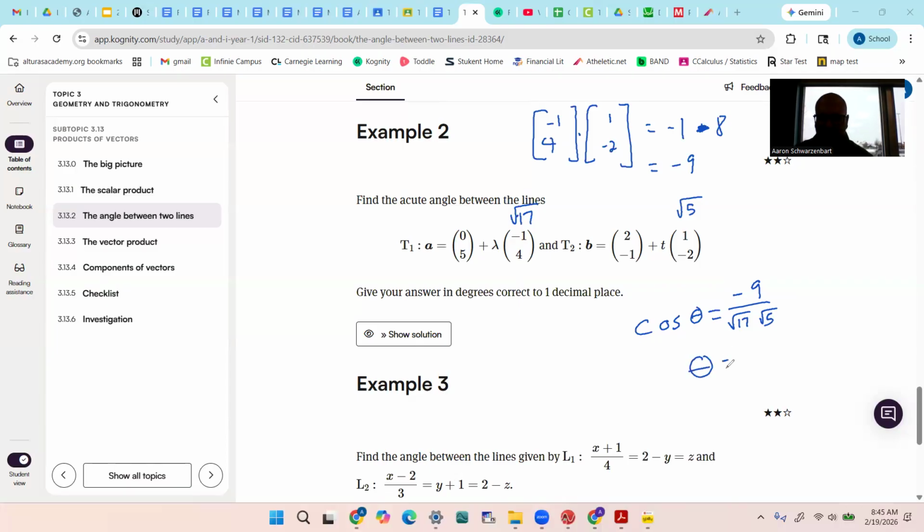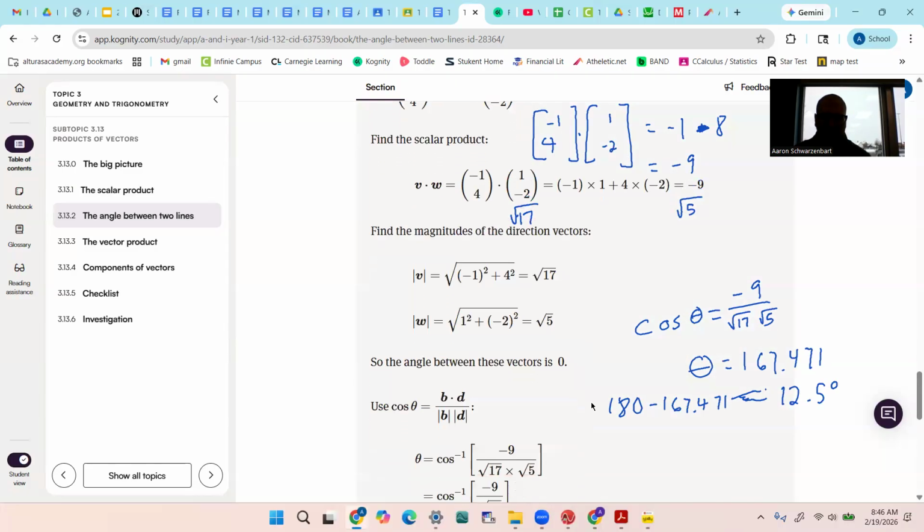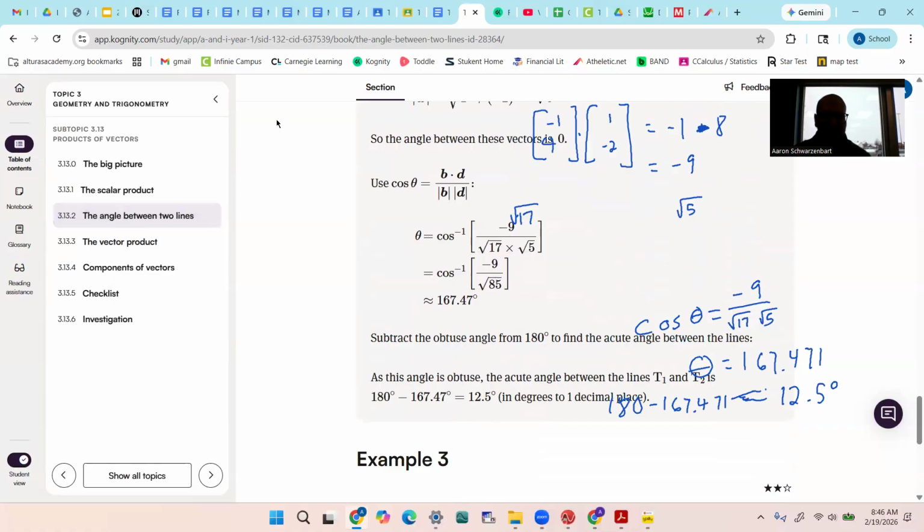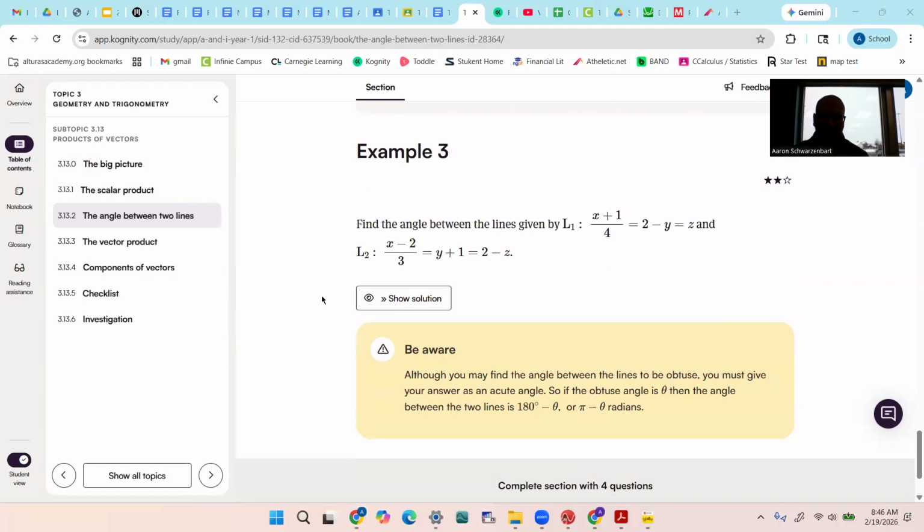Yes, and it does give you an obtuse angle, 167.471. So I just do 180 minus that. 12.5 degrees. This one says in degrees correct to one decimal place. So notice that they did a nice job. They did not round until the final answer. They kept more decimal places than they needed until the final answer. It probably doesn't matter at that point, but it's a good habit.